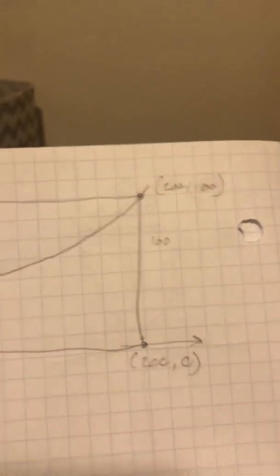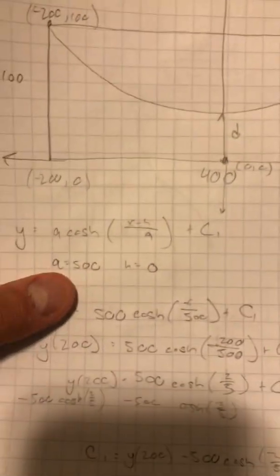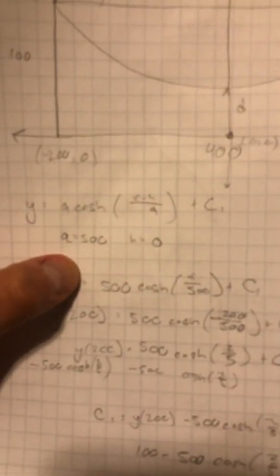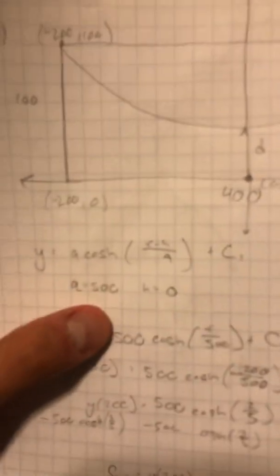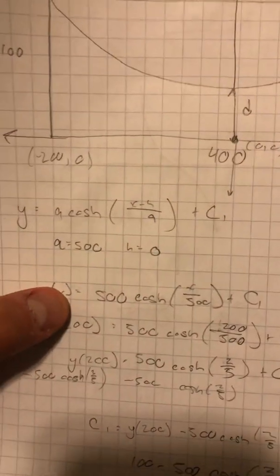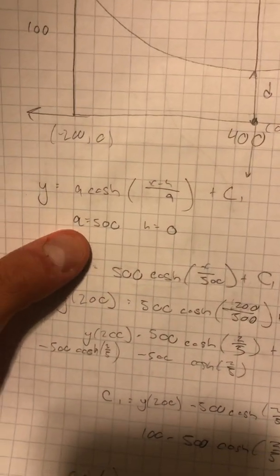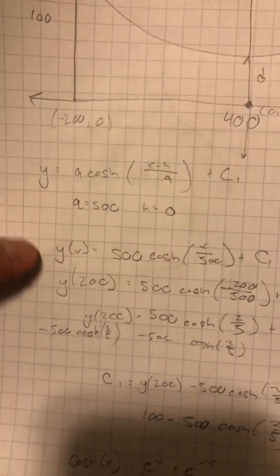It's going to look something like this. So you have 100 over there, you have these points, negative 200 and 0, 200 and 0, and then the top of the towers, 200 and 100, and then negative 200 and 100, with some distance that we're going to try to find. So the first thing that we start off doing is understanding that y is equal to a cosh of (x minus h) over a, plus c, where a is 500 and h is 0. That was just given to us.